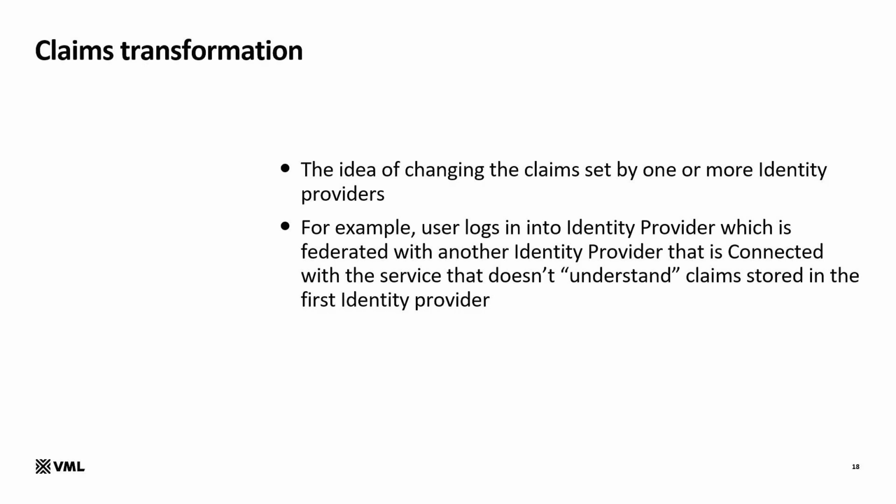And also we have the term claims transformation. We will see how it works later. We have an identity provider, we have some services, and we are sharing some data. For example, some metadata defined in the identity provider might not be clear for Sitecore. So we can transform the claims stored in the identity provider, so some metadata, into metadata that is understandable by Sitecore. We will see an example for that.